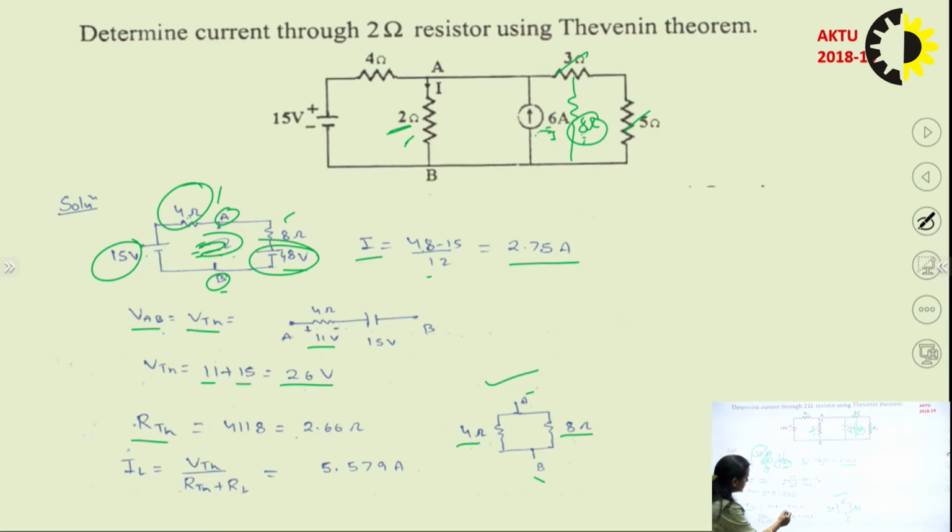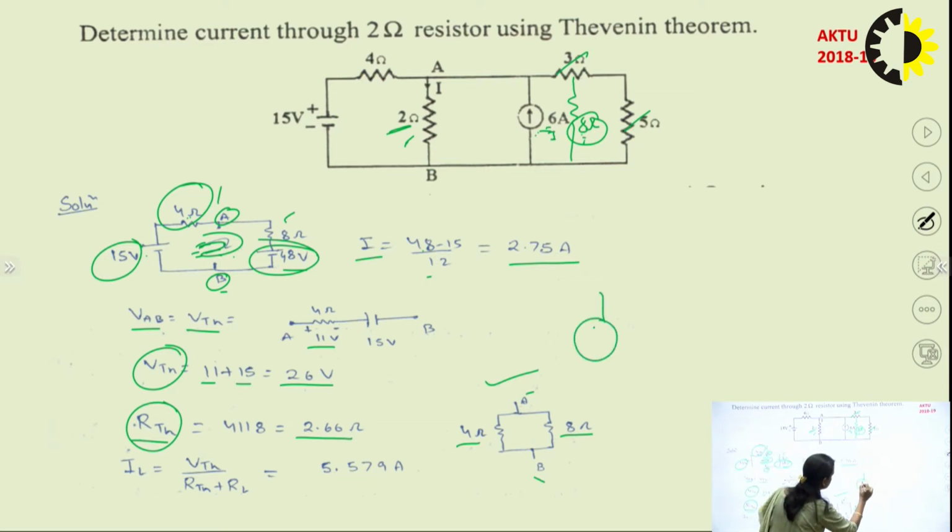So if you solve this, you will get 2.66 ohm, and then after you know the value of VTH, you know the value of RTH, then you can draw the equivalent circuit, that is VTH and RTH, and now you can see here this is the load resistance.